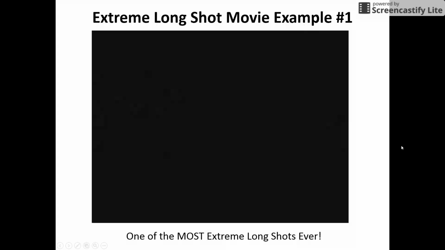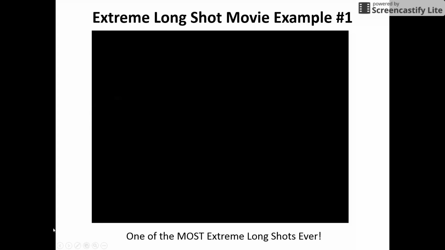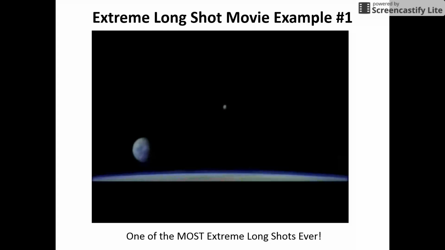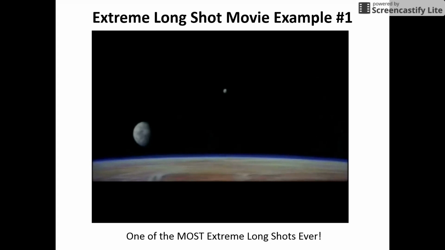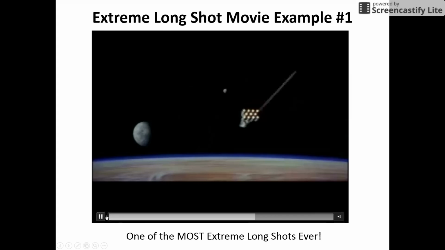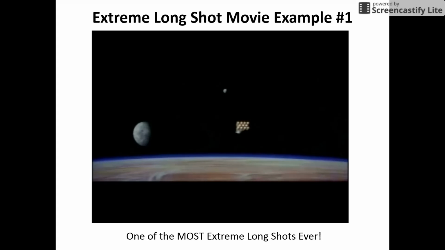So here's a couple examples, one you may be familiar with. This is the opening of a movie many years ago by George Lucas. And this is one of the most extreme long shots ever. It's basically showing outer space. So that's about as extreme as you can get. And this is for the movie Star Wars. And this was the opening scene in Star Wars. So even though the audience knew that this was probably taking place in outer space, George Lucas still went ahead and showed an extreme long shot to make sure we all were very clear it was taking place in outer space.